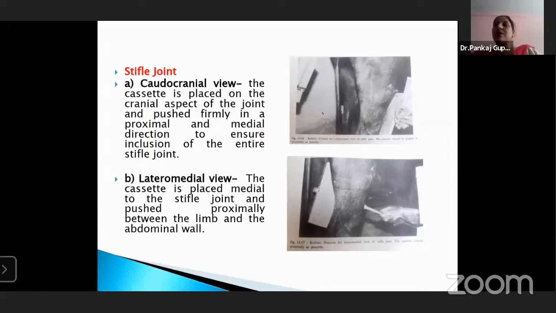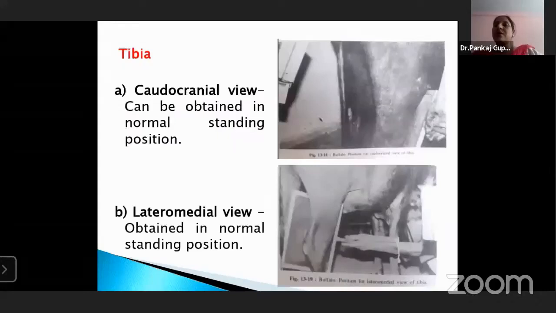For the lateromedial view, the cassette is placed on the medial aspect and the X-rays are focused from the lateral aspect. Now for the tibia, we can have caudocranial view, that is the cassette is placed on the cranial aspect of tibia and the X-rays are focused from the caudal aspect. Whereas for the lateromedial view, the cassette is placed on the medial aspect of tibia and X-rays are focused from the lateral aspect. And all these exposures are made in standing position only.